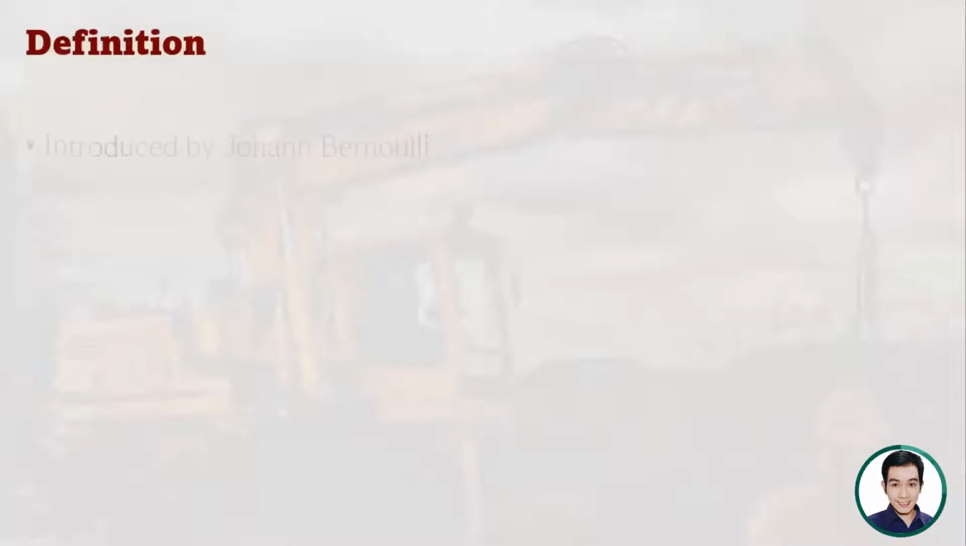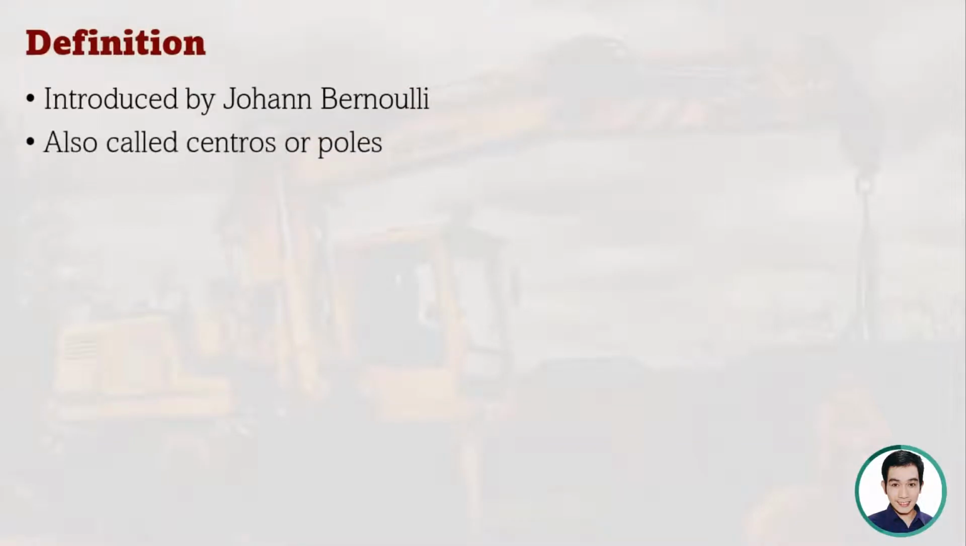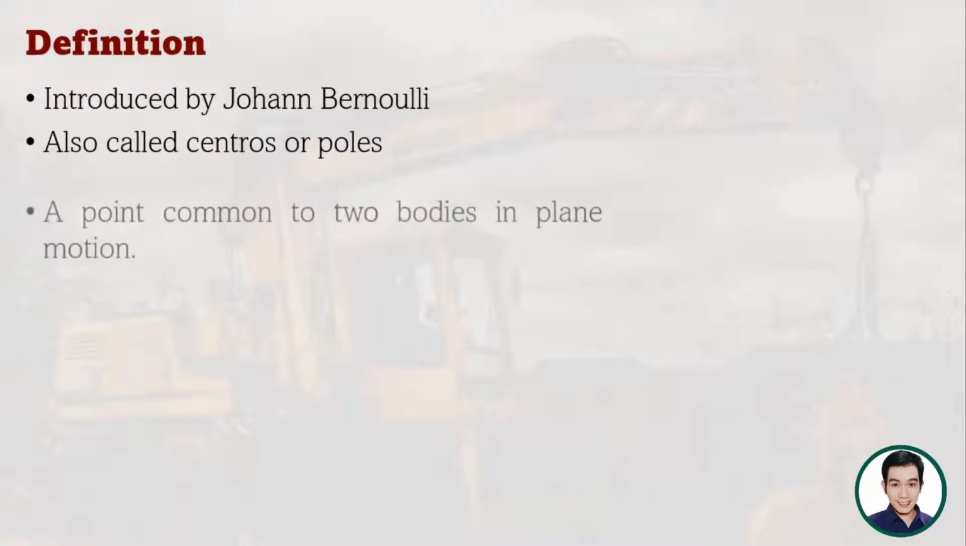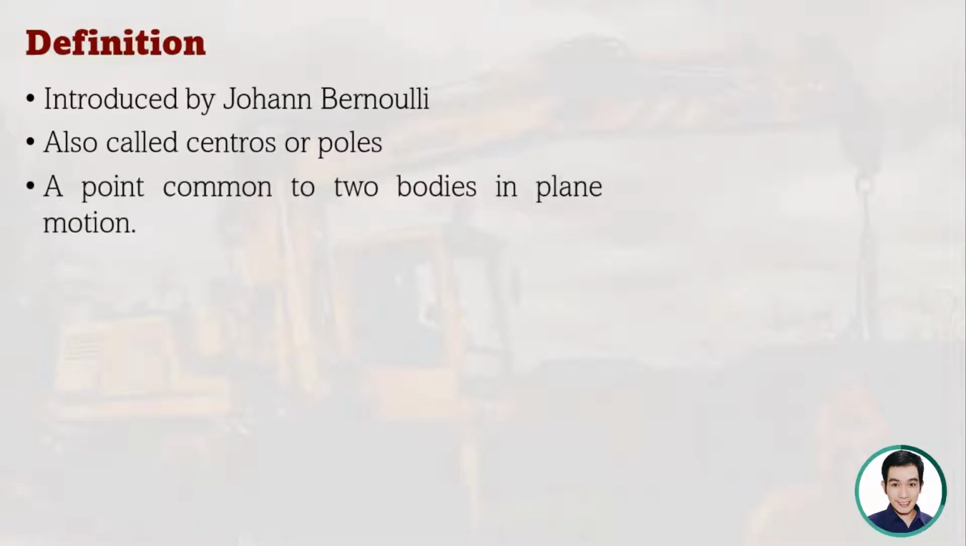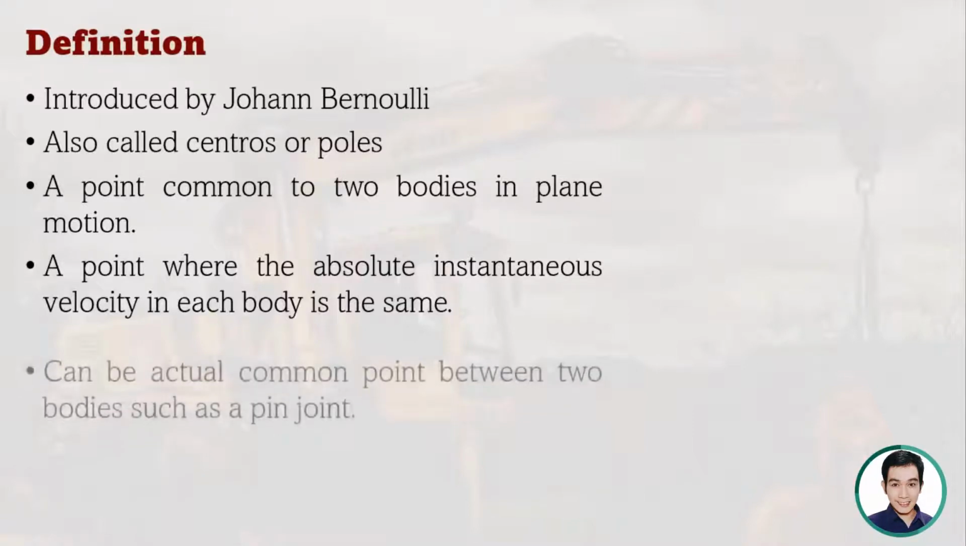So what is an instant center? Instant center was introduced by Johann Bernoulli. They are also called centros or poles. Basically, they are a point that is common to two bodies in plane motion, and a point where the absolute instantaneous velocity in each body is the same. That means that the instantaneous velocity for, say for example, link 1 would be the same as that of link 2 at the common point, which is called the centro.